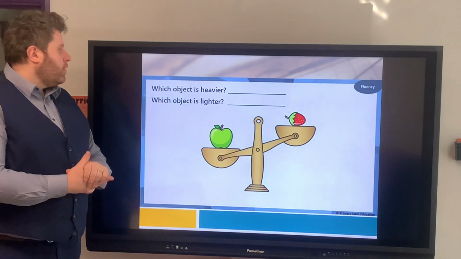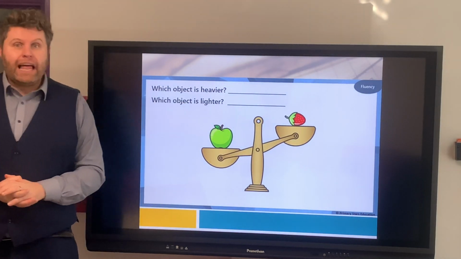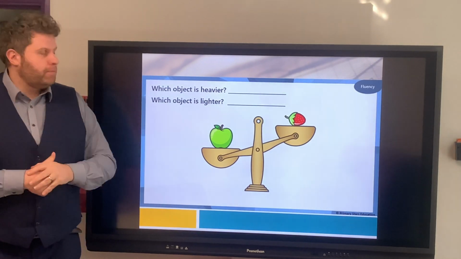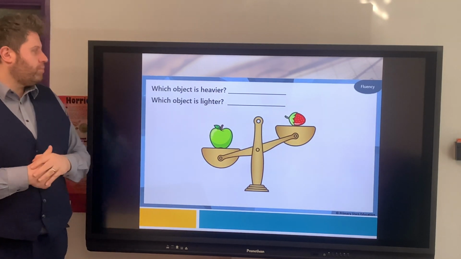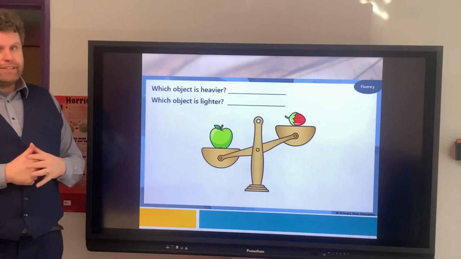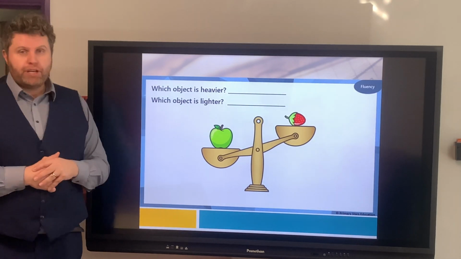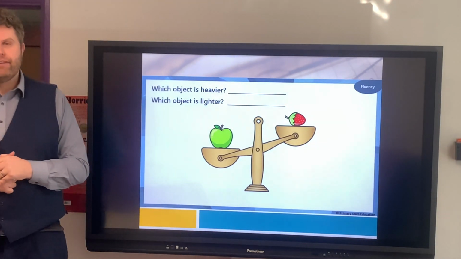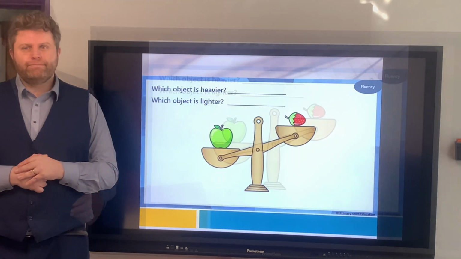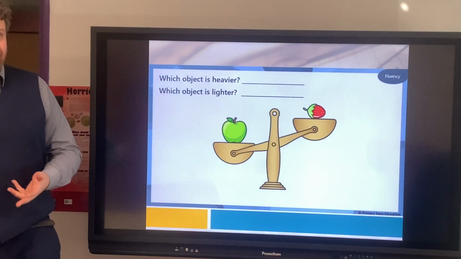Okay, now we need your pencil and your paper, your little book, because I want you to look at this picture of the apple and the strawberry, and it says which object is heavier and which object is lighter. So I'd like you to record your answers if you pause the video. Okay, let's have a look at your answers then, boys and girls.